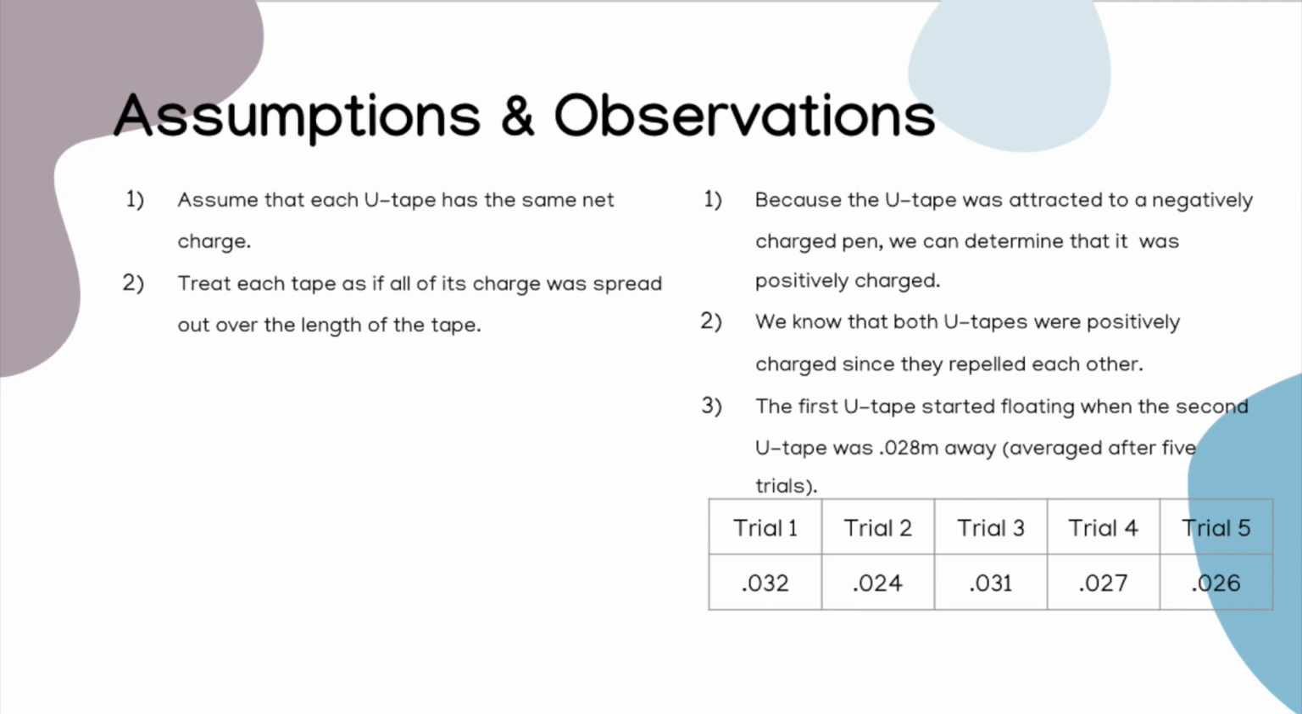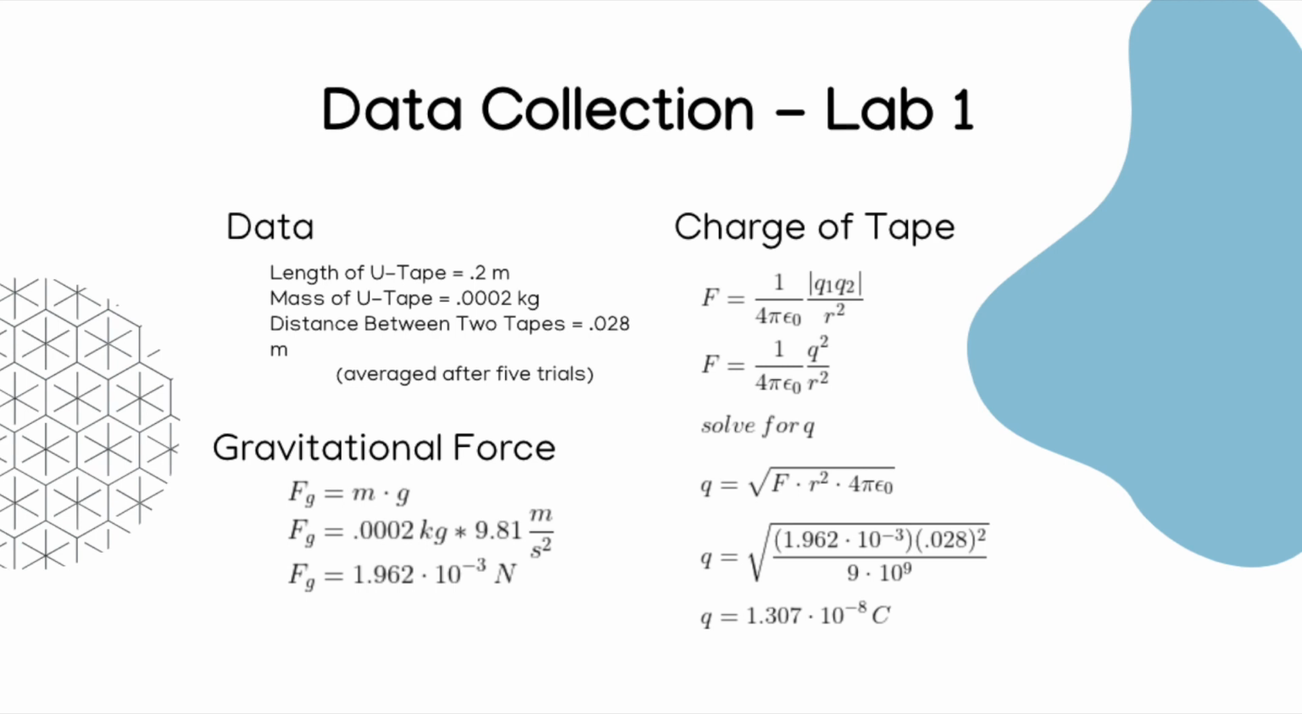And then we know that the first piece of tape started floating when the second piece of tape was 0.028 meters away, which I averaged after 5 trials. From doing the math, we know that the length of the tape is 0.2 meters, the mass is 0.0002 kilograms, and the distance between the two tapes was 0.028 meters averaged after 5 trials.